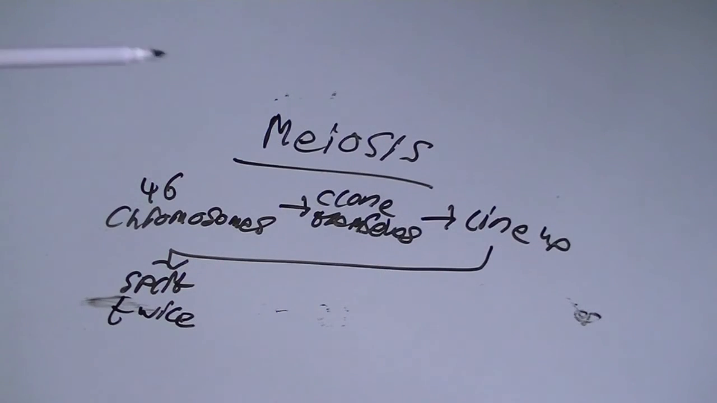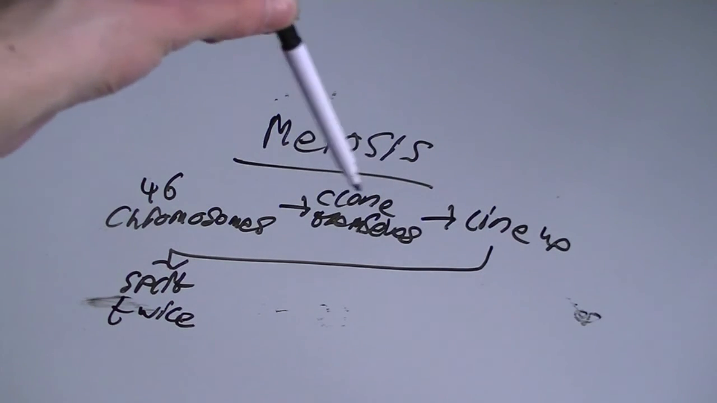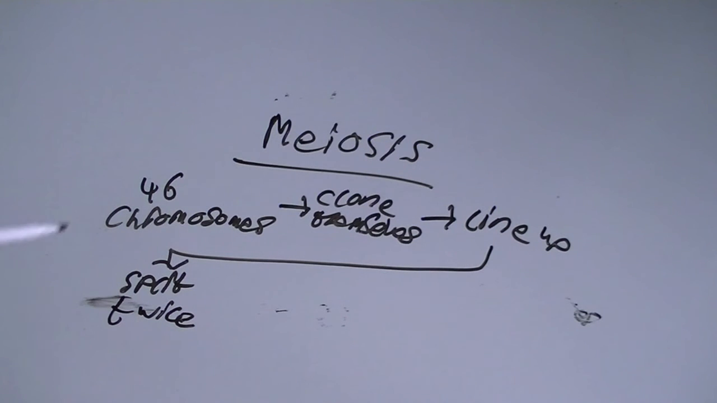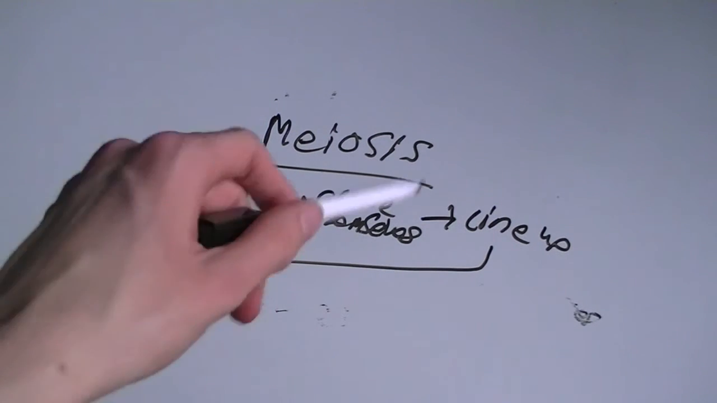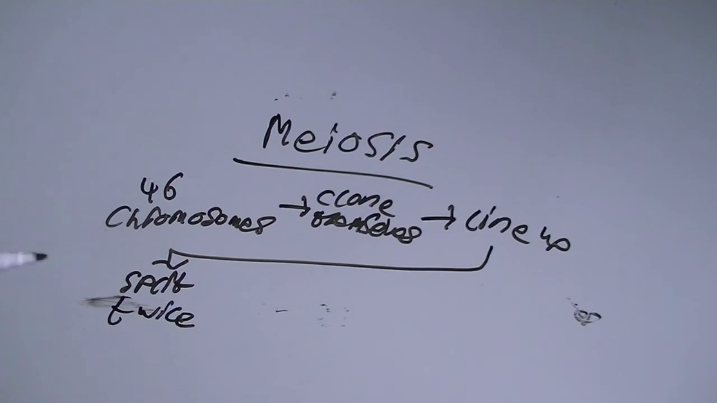For meiosis, you start with 46 chromosomes. The chromosomes then clone themselves. Then, after that, they'll line up into two pairs. Remember, you have one on the top, one on the bottom. And then it splits twice. Okay, it splits twice. And each cell gets 23.